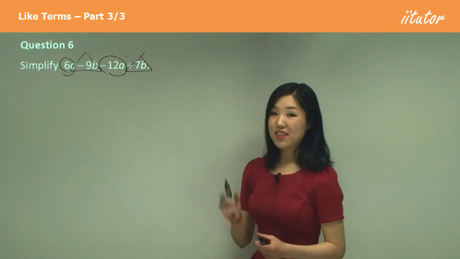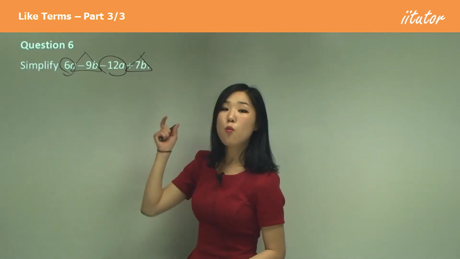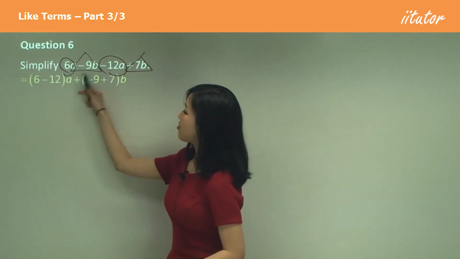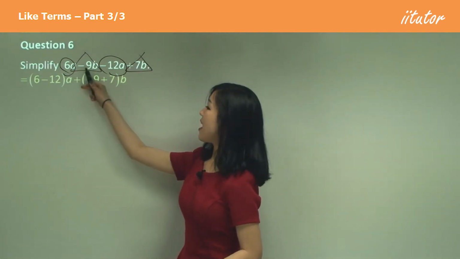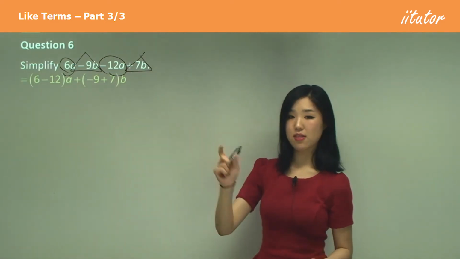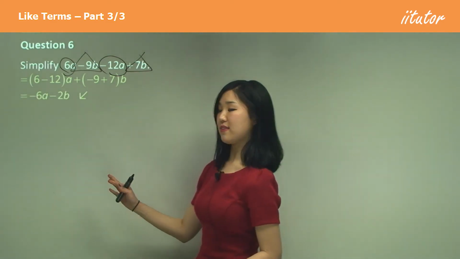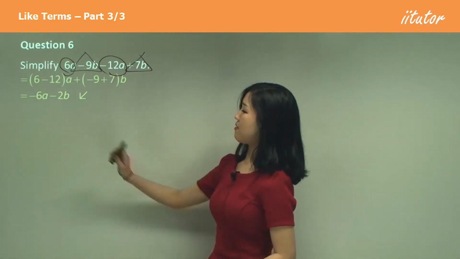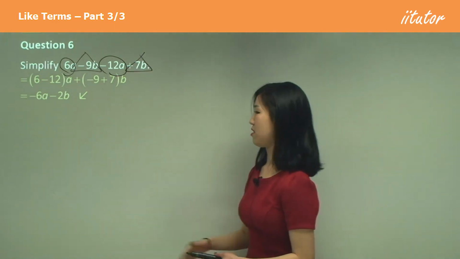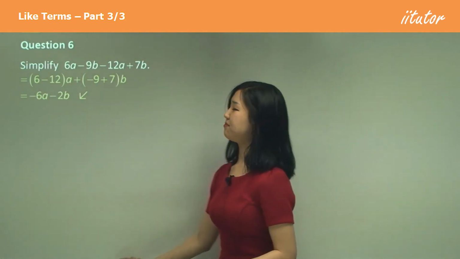So let's gather the like terms together. So we'll gather the circles together and the triangles together. So again, work with the coefficients. So it's going to be 6 minus 12 with the A at the end, and minus 9 plus 7 with the B at the end. So gather the B's and gather the A's. Okay, 6 minus 12 is negative 6, so negative 6A, and negative 9 plus 7 is negative 2, so negative 2B. Okay, and that's the answer. I don't have to explain any further because hopefully you guys get the hang of it now.